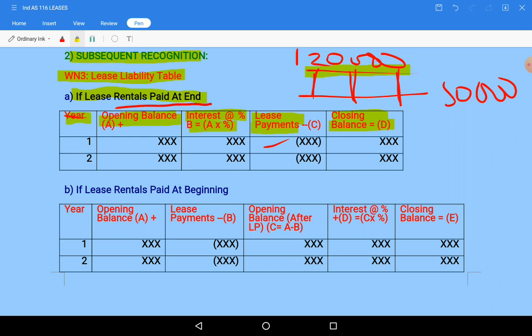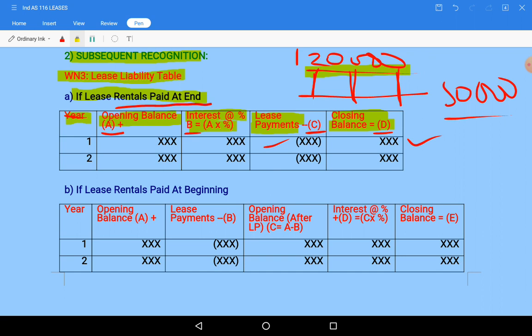I'll tell once again. First column consider as A, second column B, third column C, then D. First opening balance. On opening balance we need to calculate interest. From opening balance plus interest we need to deduct lease payments. Every year, whatever cash payment we are making, we need to deduct, then we will get the closing balance: A plus B minus C. This is the lease liability table at the end of the period.